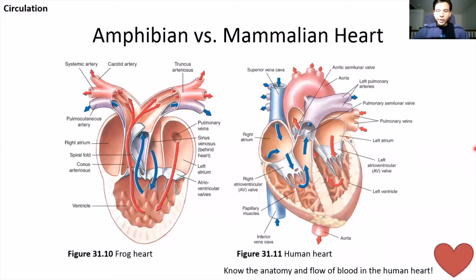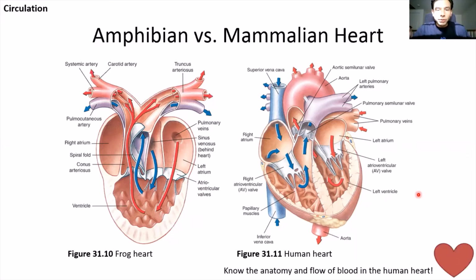I do want you to know the anatomy and flow of blood of the human heart. Here's how I learned it, and here's how I would encourage you to learn it. Draw a heart, just like this. Draw a heart, separate it in two. Draw a line right to separate it, the left and the right. Then you draw another line horizontally to separate the left into a left atrium and a left ventricle, and the right into a right atrium and a right ventricle. So now you have four chambers of the heart.